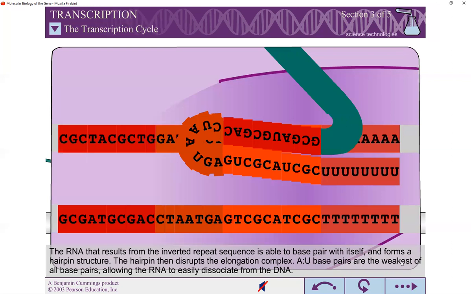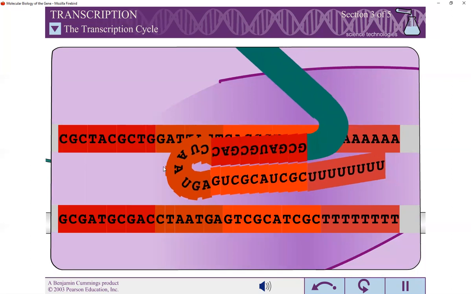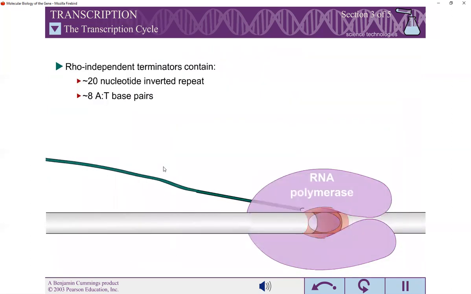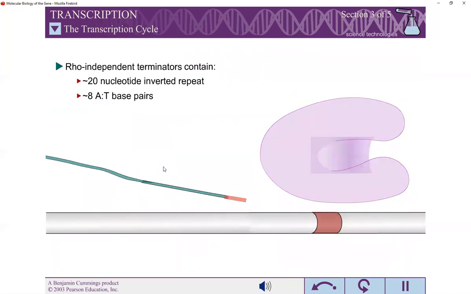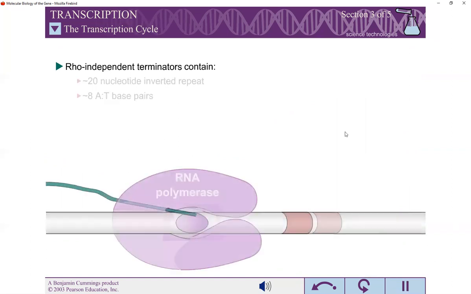AU base pairs are the weakest of all base pairs, allowing the RNA to easily dissociate from the DNA molecule. This is how RNA can be effectively dissociated from the DNA molecule. Now the RNA can be effectively dissociated, so the RNA molecule has been released.